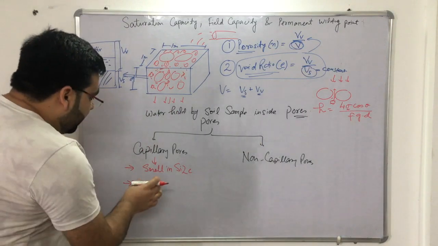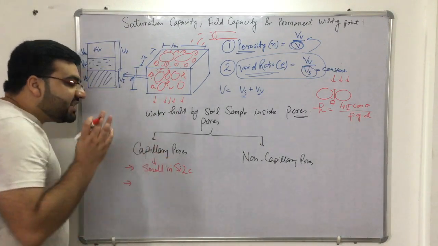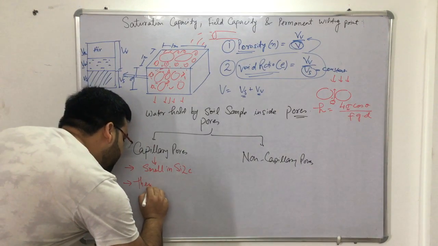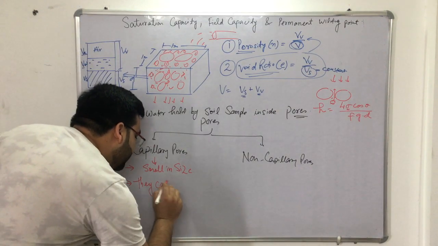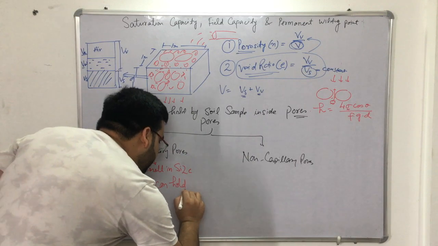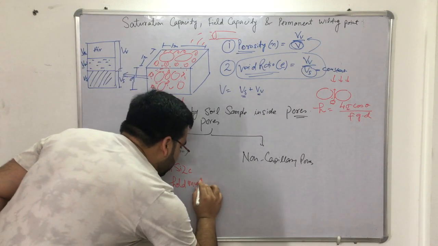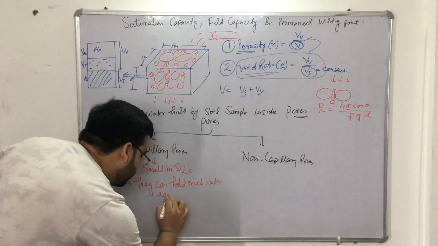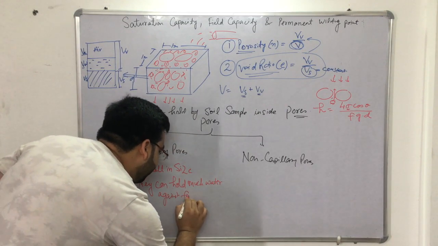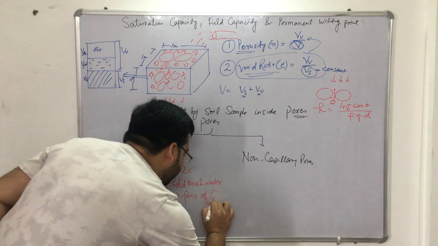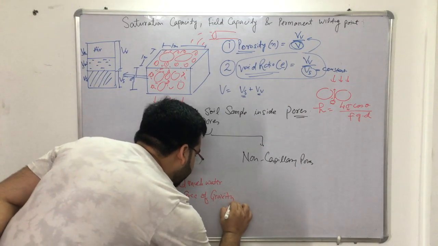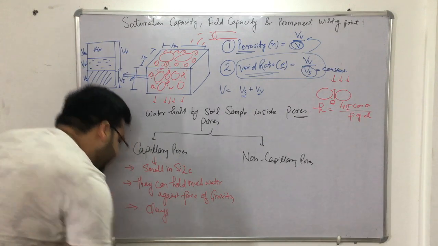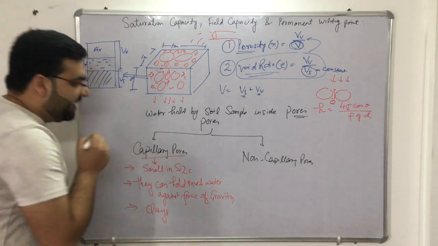Clear? So the capillary pores are small in size. Clear? And they can hold much water against the force of gravity. Clear? Examples are clays. Right? So these are known as the capillary pores.